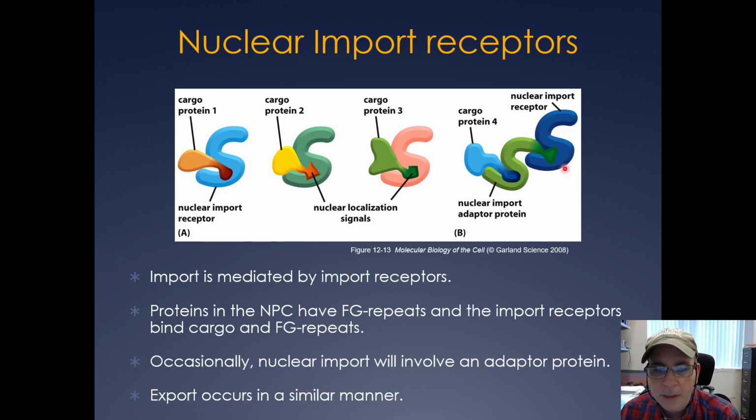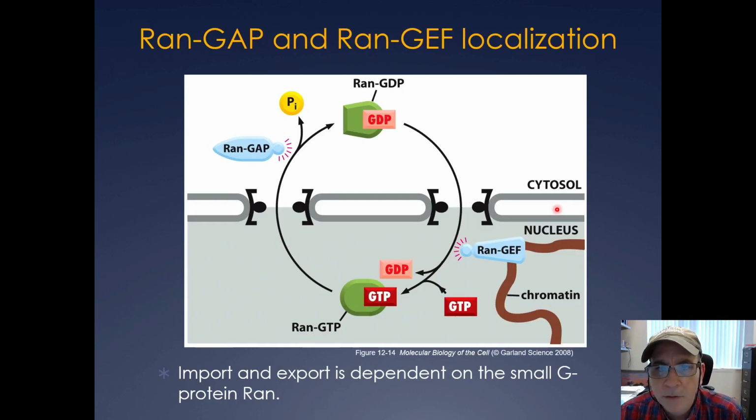nuclear import receptors basically all associate with the nuclear pore complex, which has these FG repeats, and that helps to bring cargo into the nucleus. And it's a very regulated event, how this whole thing occurs. Part of it is based on this small G protein called RAN, okay? What's really important in all of this is that you have the RAN GAP on one side of this nuclear envelope and the RAN GEF on the other side. Okay, so the RAN GAP is in the cytosol and the RAN GEF is in the nucleus.